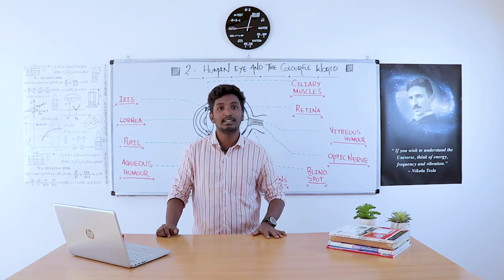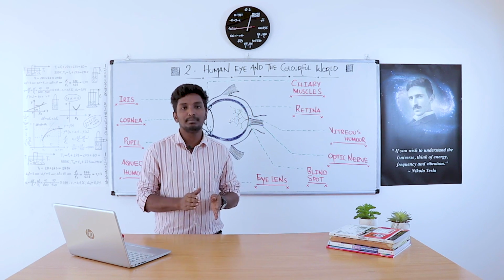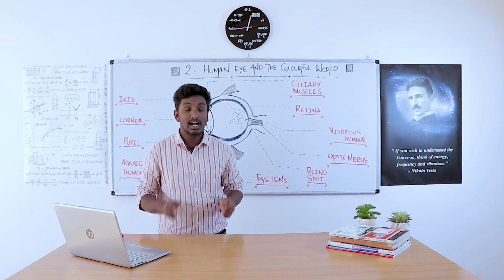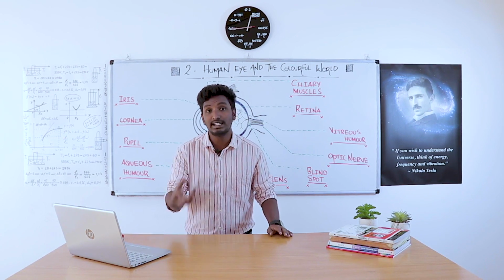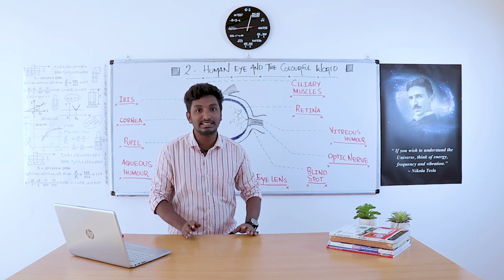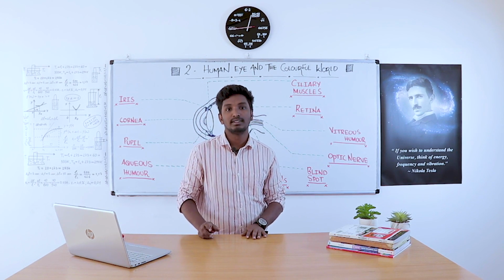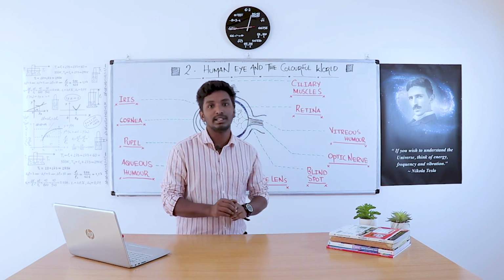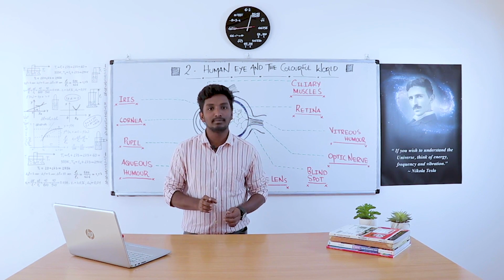Today we are looking at chapter number 2, the human eye and the colorful world. The main chapter is divided into 3 sections for easy understanding and easy studying. The first section is the structure of the human eye. And the second section is the defects that are caused in the human eye.